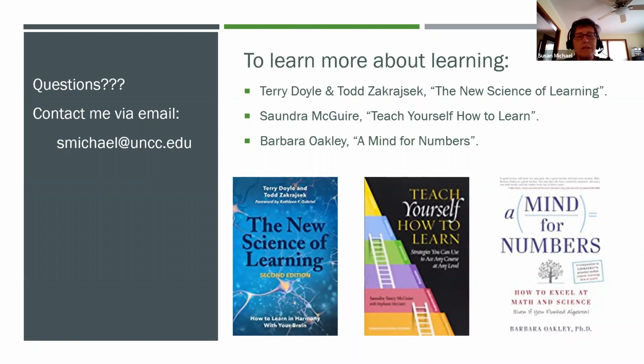The New Science of Learning is a book that talks a lot about learning and what we know about the brain. When it makes sense to learn, what kinds of things you need to do to maximize your learning on a physiological level. The second book by Sandra McGuire is also an excellent small workbook type thing. Sandra McGuire is a former chemistry professor. She kind of transitioned out of teaching chemistry to thinking about student success, and she has written a number of good works on student learning and student success. The third book here by Barbara Oakley is a combination of these 2. It's a much longer work, but Barbara Oakley has a wide range of experience in success, particularly in math and science courses. The subtitle here is How to Excel at Math and Science, Even If You Flunked Algebra.